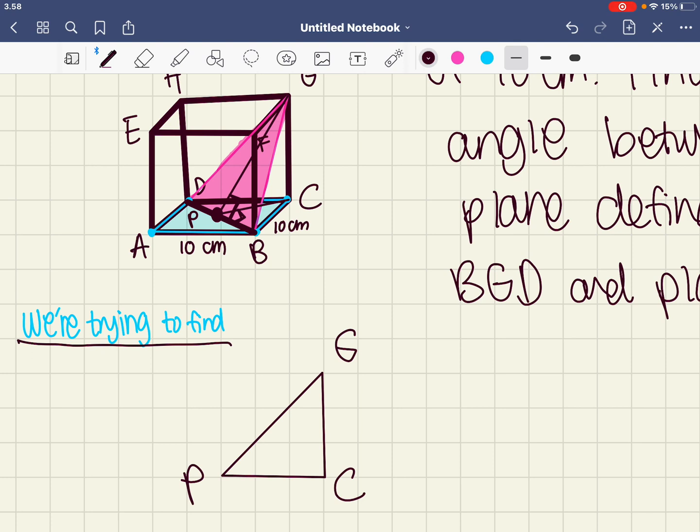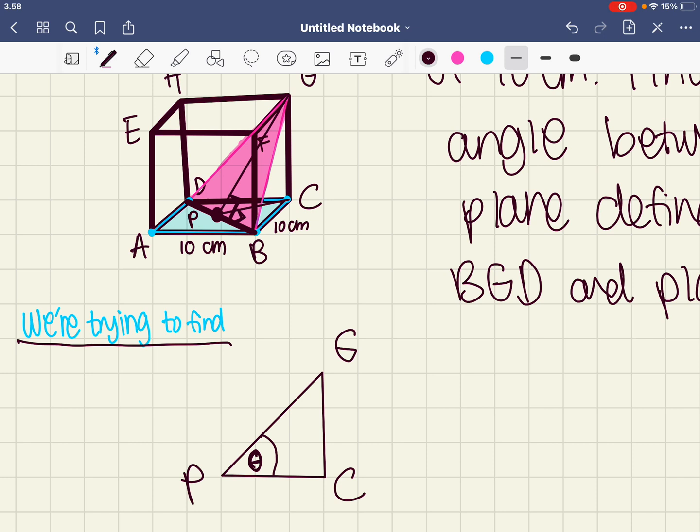Because this would be the pink plane, a part of that pink plane, and this would be our blue plane, right? Do you see how that's where they meet? So they're asking, what is this theta here? Okay. And then what else do we know?